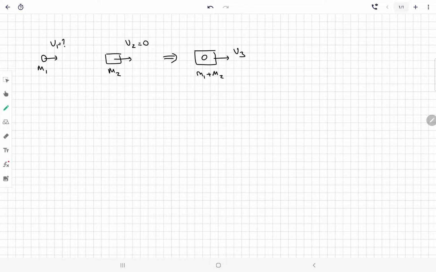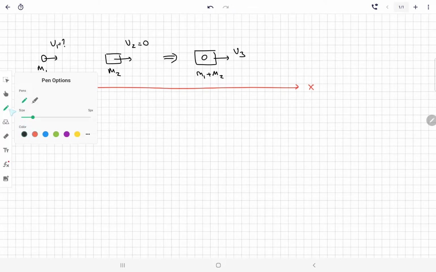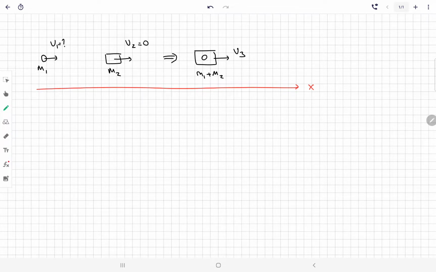So here, as you see, we have an inelastic collision in one direction. Everything is happening in one direction, in the X direction, let's say. Let me draw it also. So this is our X direction. And we know that from conservation of momentum, the initial total momentum of the system should be constant. And we know that momentum is a vector quantity. It means the magnitude and the direction of the total momentum should be the same.